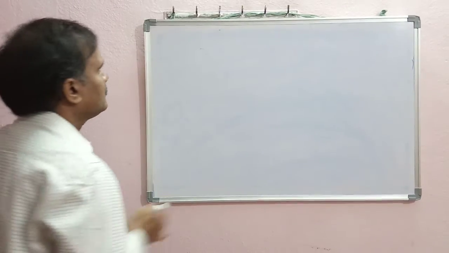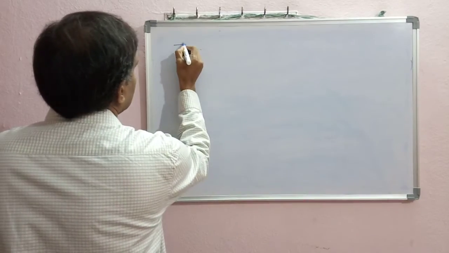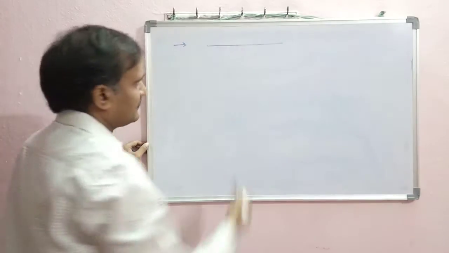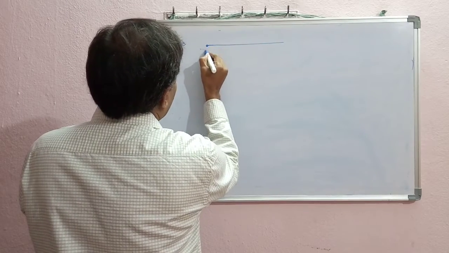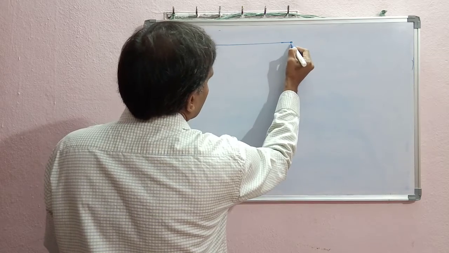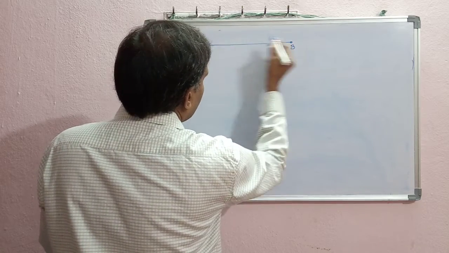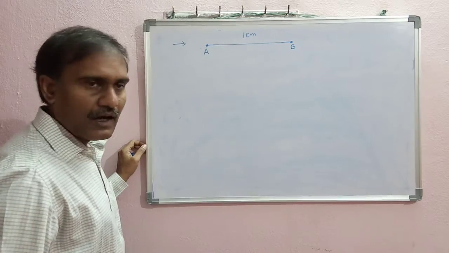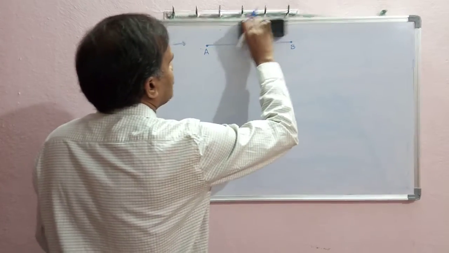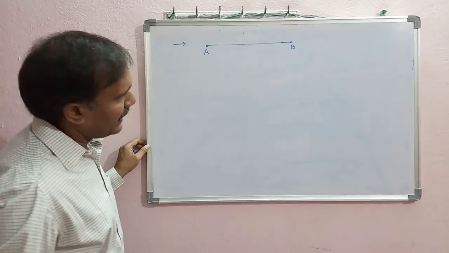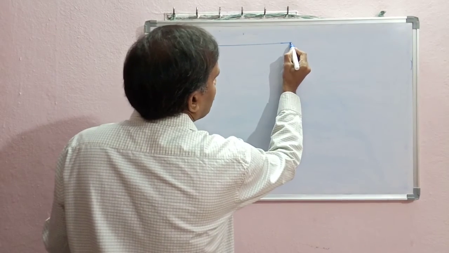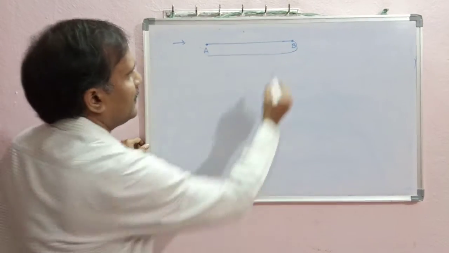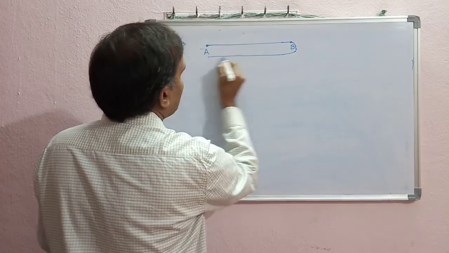Okay, next one. Here, a particle is traveling along a straight line. It travels from A to B. AB distance is 1 kilometer. A to B and B to A. It travels in this manner, B to A.